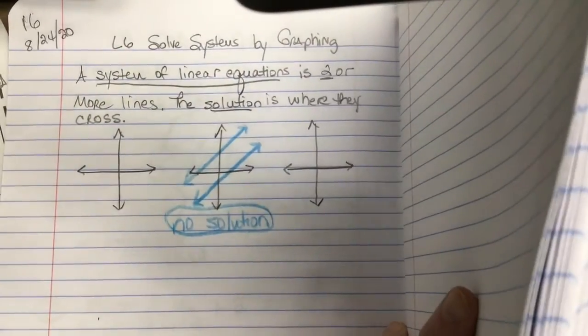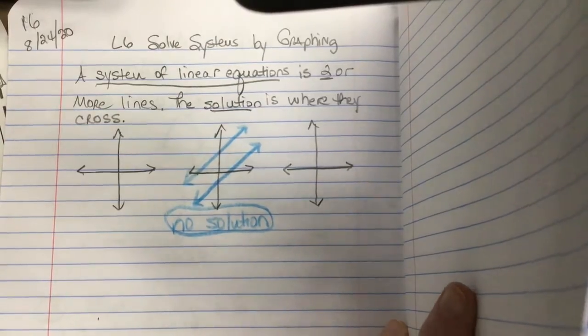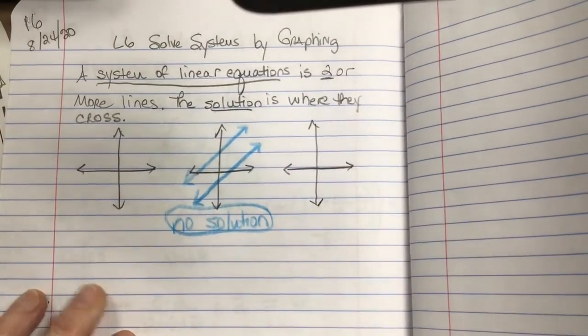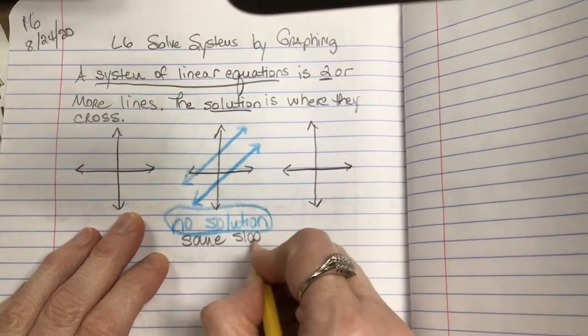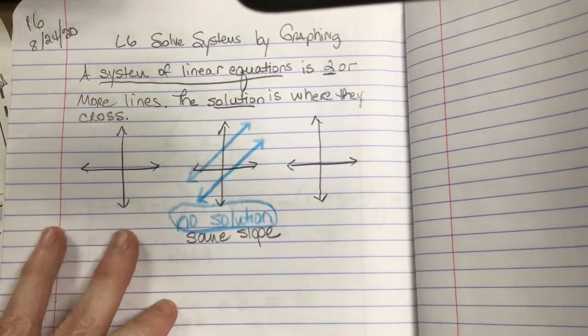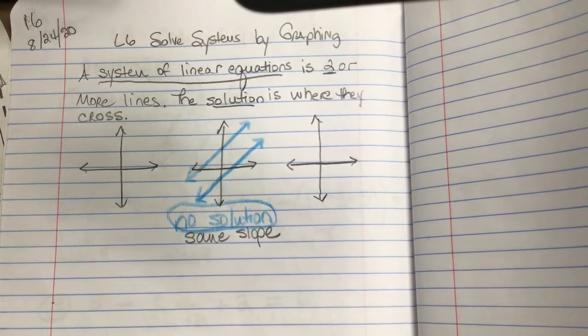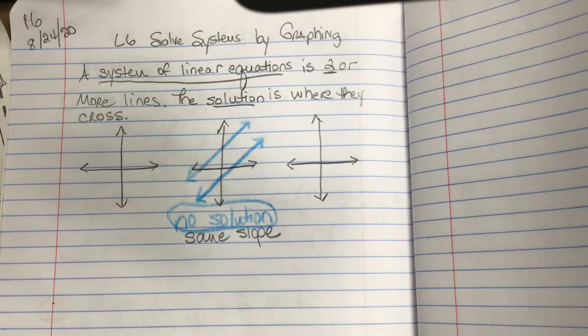Something that's interesting about them, look at the lines themselves, is they have the same slope. We did talk about that in geometry, that lines that are parallel always have the same slope, always. Now, does that help you to know what I want? What's another one?